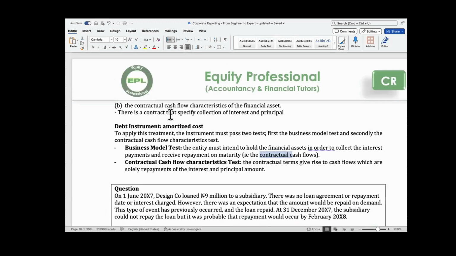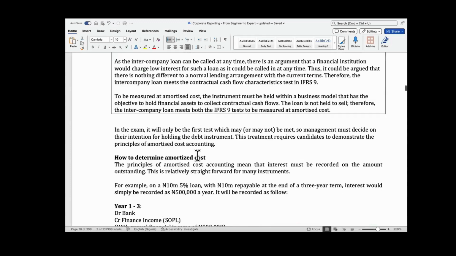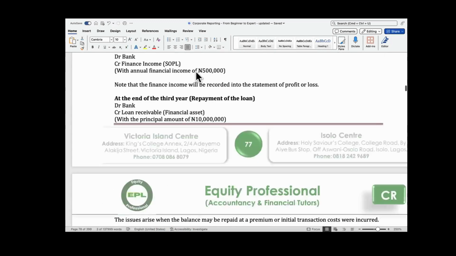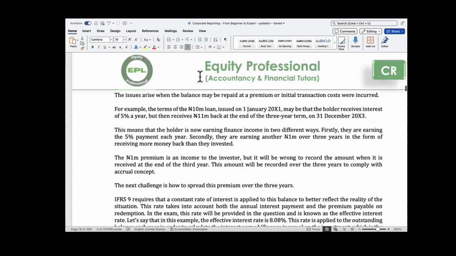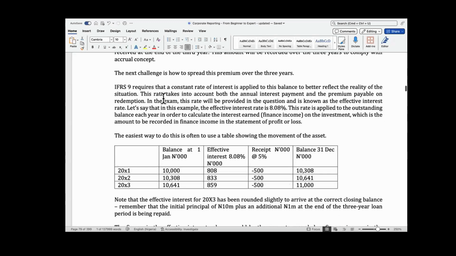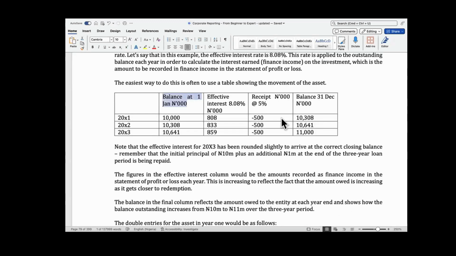And also I showed you how to determine or derive amortized costs. We looked at the simple one where, okay, normal interest and principal, and you collect back your principal. I looked at a more robust one where you invested money and they are paying you an extra amount as premium. And we saw that that premium needs to be spread over the 3 years, over the period of the investment. And we use effective interest rates to do that, which are going to be given. And that gave birth to this table, which we discussed in depth.